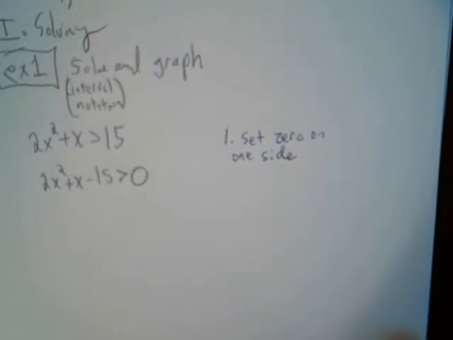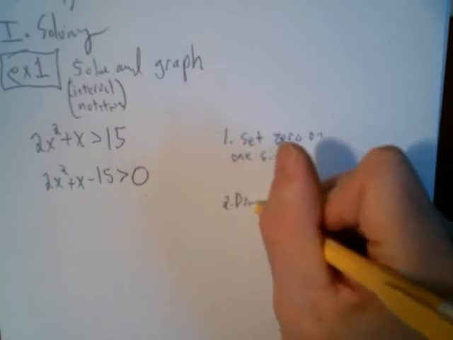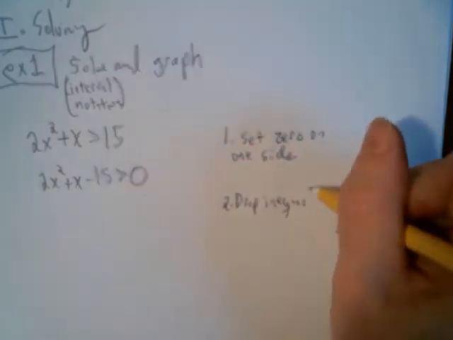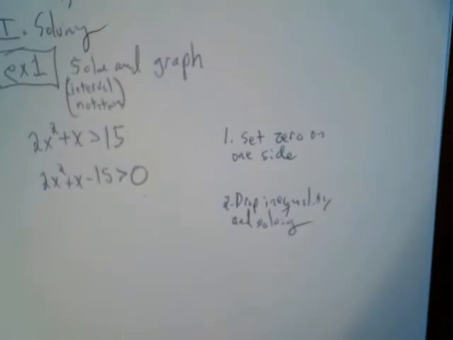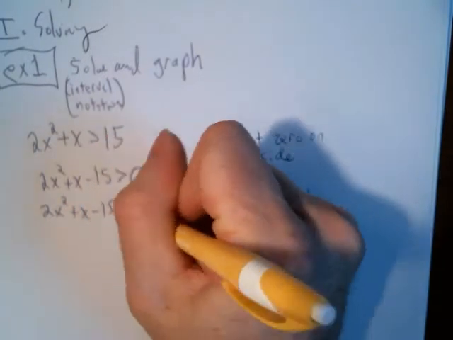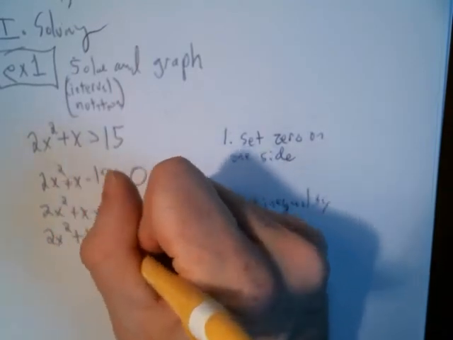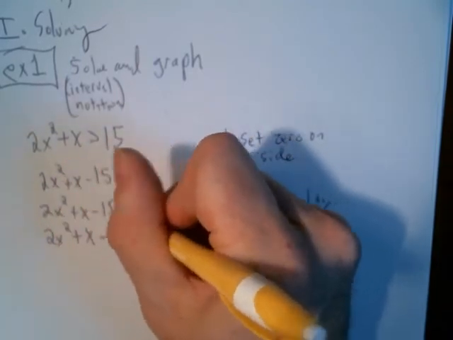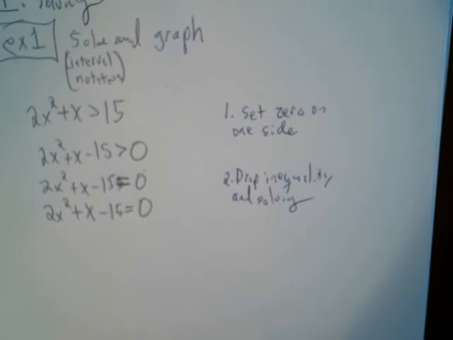What we're going to do now is drop the inequality and solve it. Temporarily, we are dropping the inequality and solving. So we'll have 2x squared plus x minus 15 equals 0, right? We want this equal to 0. What you're doing is finding boundary points for your solution intervals.